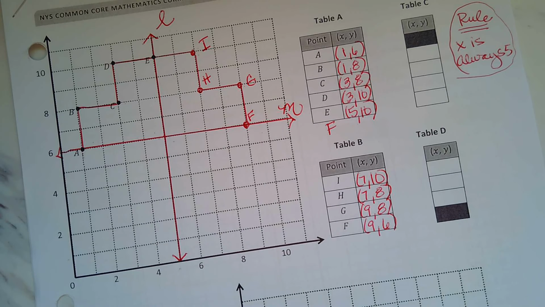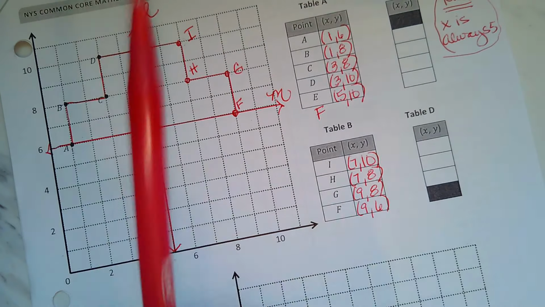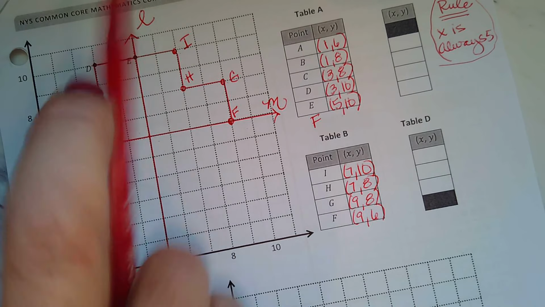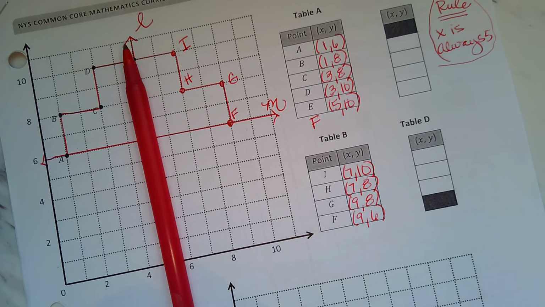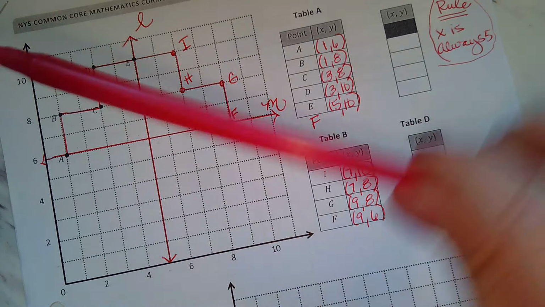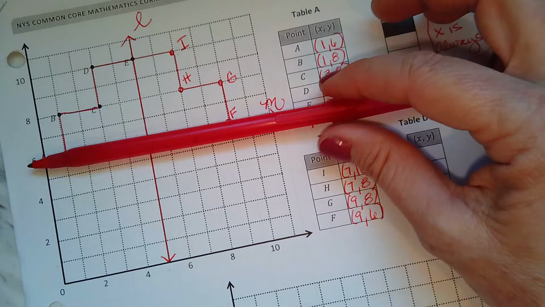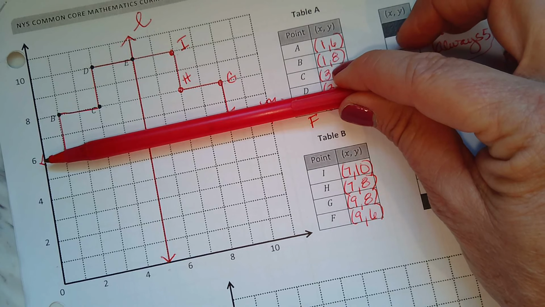So now we're going to find... we just made a figure that is symmetric about the line L. Now we're going to make a figure that is symmetric about the line M.